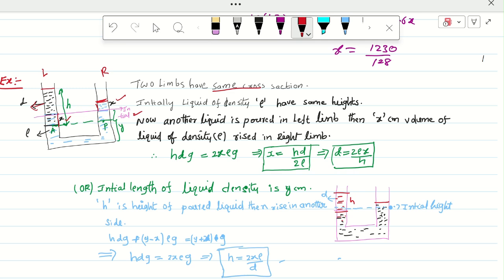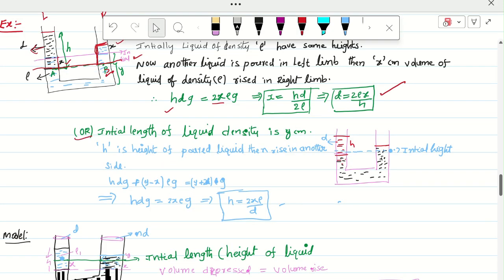Initial height of the liquids in both limbs is equal, say y. Now according to the equipressure line, I have taken the equipressure line here. This height h is given. So h into dz at this point, h into dz is equal to 2x into rho g. So from here to here is 2x, 2x into rho g. These are the values you will get.